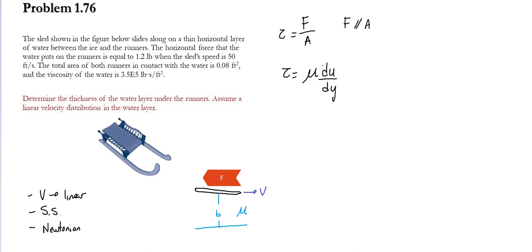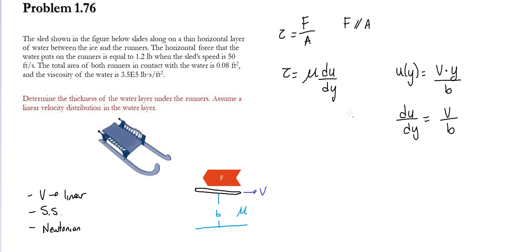Okay? Since we already know that the velocity is going to be linear, we're going to define the velocity linearly to be v y over b. Once again, we evaluate at y equal to 0, and this gives you 0 to maintain the no-slip boundary condition, and at y equal to b, the velocity will give you v, which is the velocity of the sled. We take the derivative of this with respect to y, and this gives us v over b.